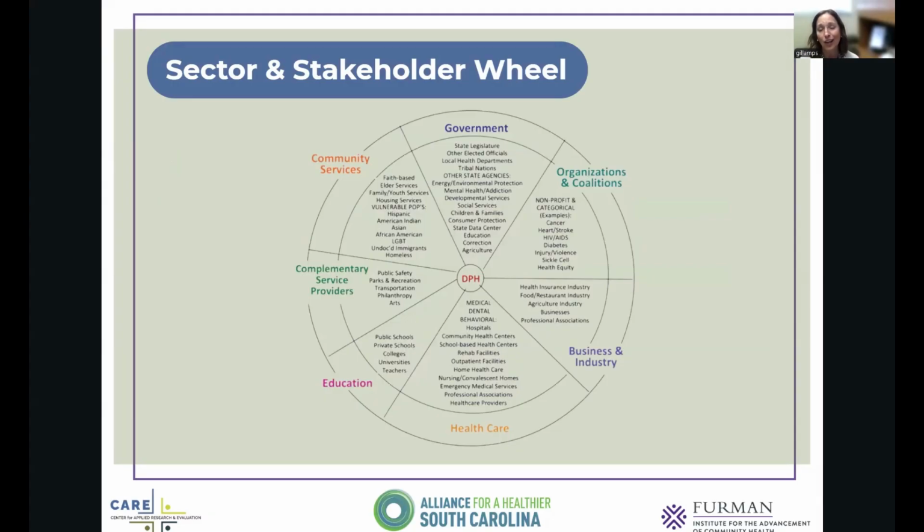I love this wheel. This actually came from the state of Connecticut, their state Department of Public Health. And I've used it here in South Carolina with a lot of our work, but it helps you really think about the depth and breadth of community representation that you could tap into in your communities to engage as part of your CHNA, not just in data collection, but also in identifying priorities and then also in SHIP implementation. But today we're going to really focus on data collection for community health needs assessments.